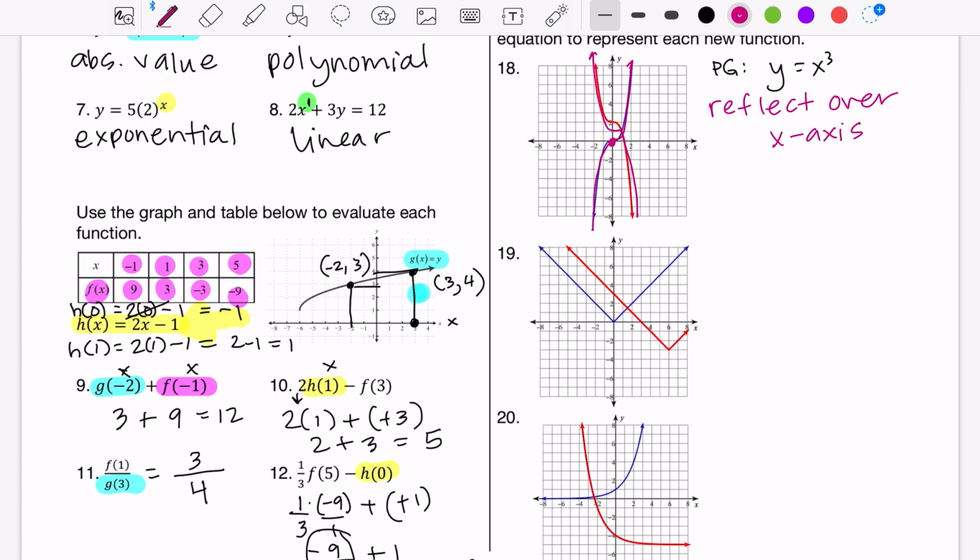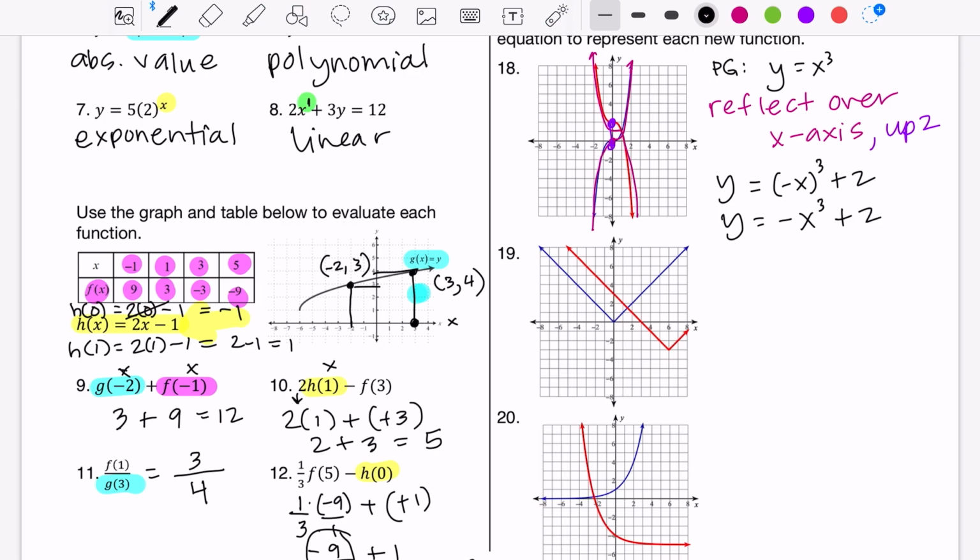And then the other piece of this is that you can see that this point actually moved up 2. So what would that look like in our equation? So we would have negative x to the third power, and then that plus 2 would be up 2. I do want to let you know that this is also an acceptable solution to have the negative in front and then up 2.